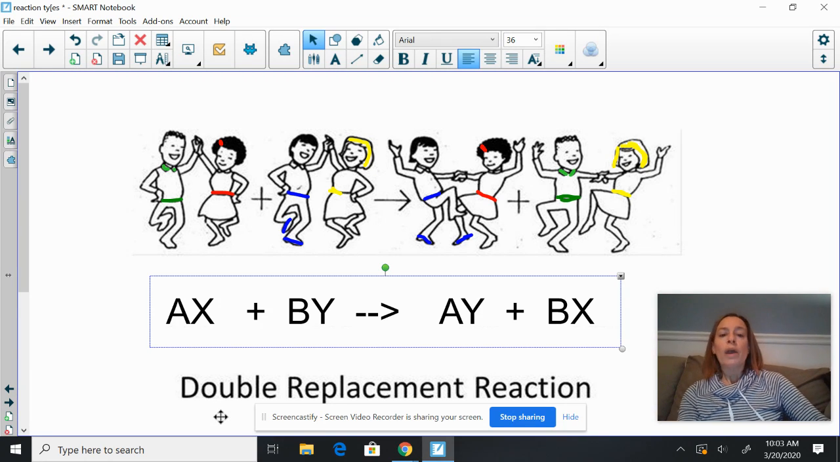reaction, where we start with two reactants, or in the case of the analogy, we've got two couples dancing, and then they switch partners. So this guy here in the green was dancing with this woman in the red, and now they've switched partners. So the guy in green is dancing with the girl in yellow, and the girl in red is with the guy in blue. So they're just switching partners.